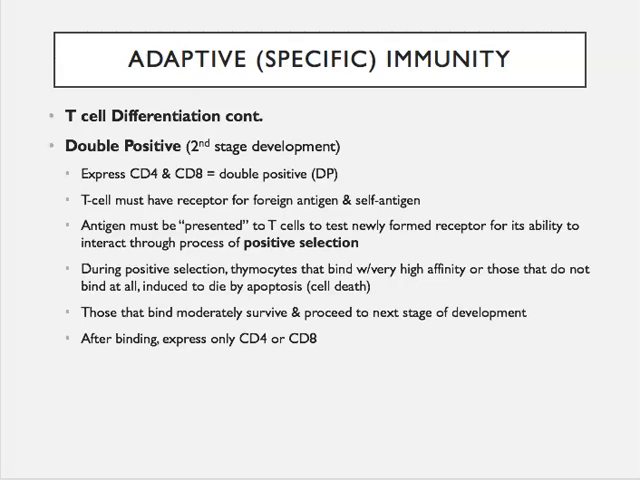So during positive selection, thymocytes that bind with very high affinity or those that do not bind at all are induced to die by apoptosis or cell death. So this means that the cell's not responding appropriately. It's either under responding or over responding, and we don't want that. We want the Goldilocks version. We want the one that's just right. So those that bind moderately survive, and they're going to proceed to the next stage of development. So after binding, they're going to express only either CD4 or CD8.